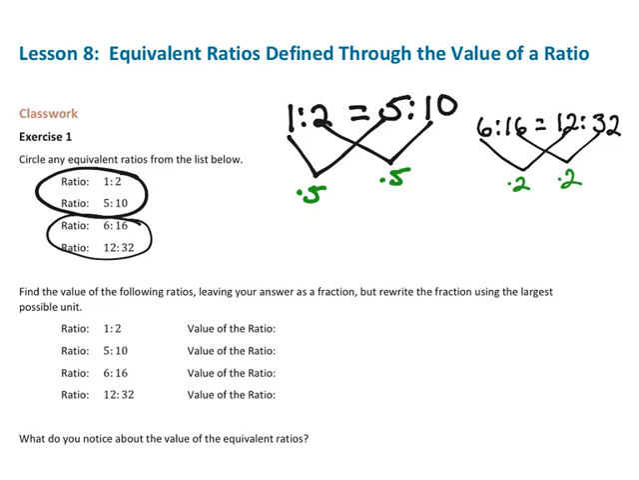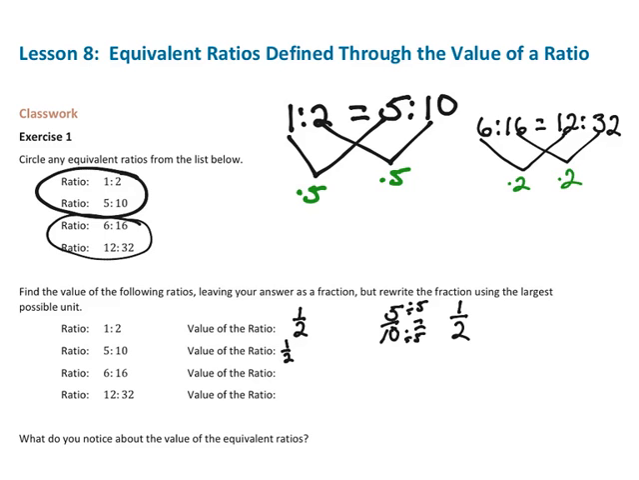So, if we take 1 to 2, and we write 1 over 2, there's no way to simplify that, so that is already at its lowest form, and that's the value. If we take 5 to 10 and write that as a fraction, we could simplify that by dividing both by 5, thus giving us 1/2 as well. So the value of 5 to 10 is also 1/2.